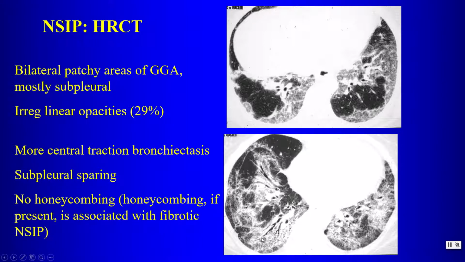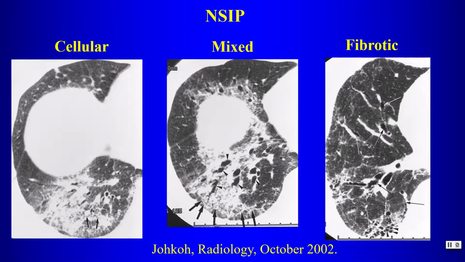So ground glass with traction bronchiectasis, and the most specific feature is this subpleural sparing. Subpleural sparing is another finding associated with NSIP. There is no honeycombing. NSIP is not associated with honeycombing. So we can have a cellular pattern, a mixed pattern, or a fibrotic pattern.